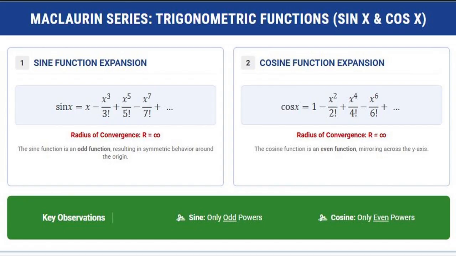Both series converge for every real number. Therefore, the radius of convergence for both sine and cosine is infinity. And their interval of convergence is all real numbers.